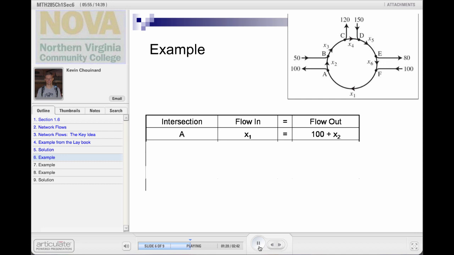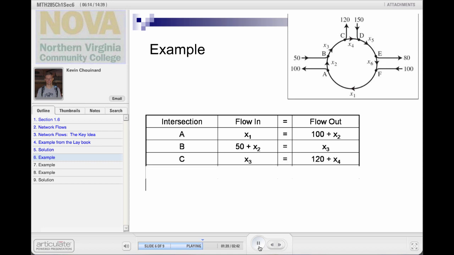When we get to junction B, we have 2 directions of flow coming in, 50 and x sub 2, and the only flow out from junction B is x sub 3. So our equation is 50 plus x sub 2 equals x sub 3. For intersection C, we have x sub 3 coming in, and for the flow out, we have 120 in one direction and x sub 4 in the other direction, and together those make up the flow out.